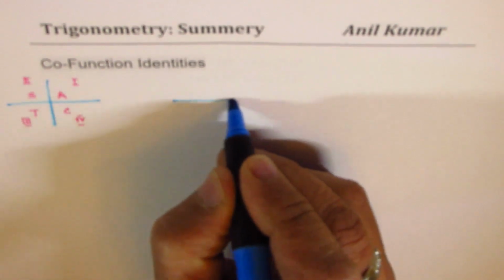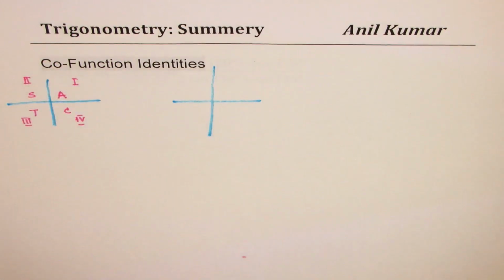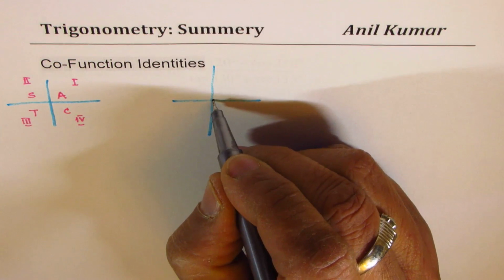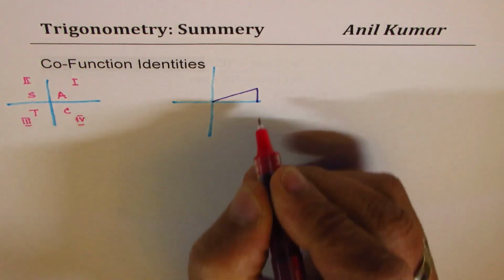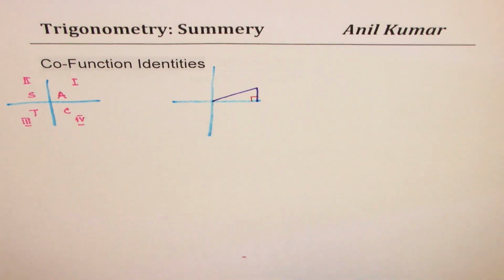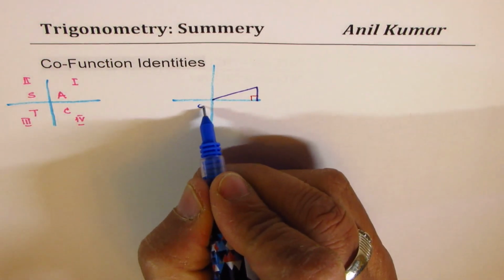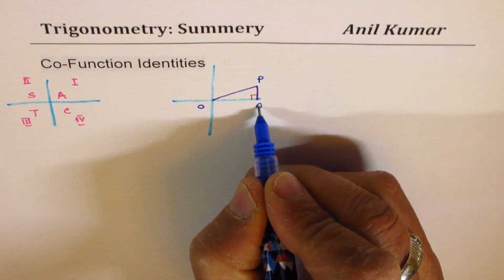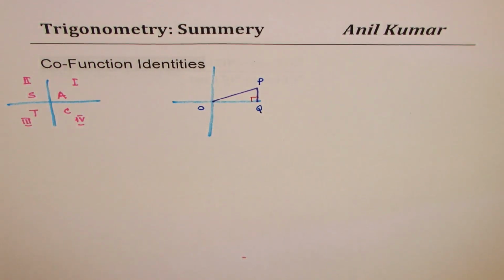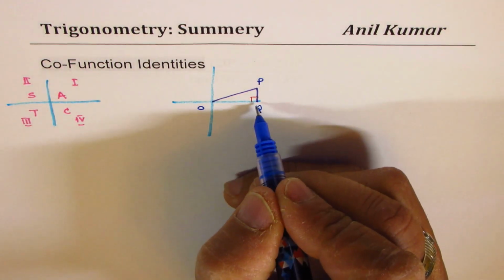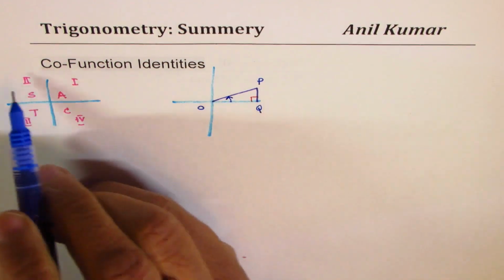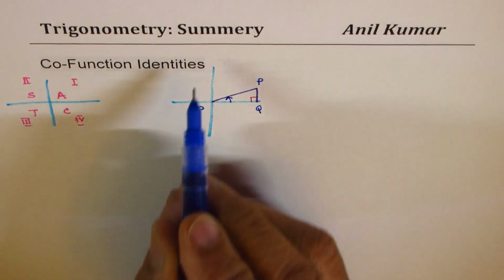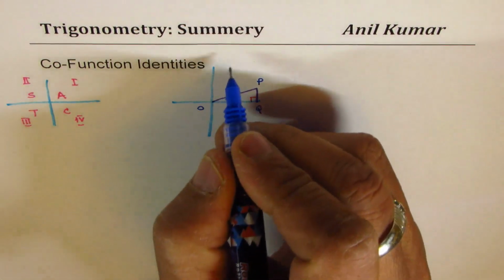So let me now make a triangle in quadrant 1. Let's do it here. Let's say that is the triangle. It's a right triangle. So whenever we talk about trigonometric ratios, we take right triangles. Let's call this OPQ. Now, if I change the angle, that is, if I rotate, so cofunction identities normally will be considered when we are rotating.